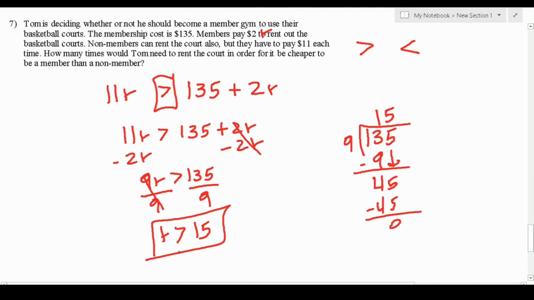In other words, Tom needs to rent the court more than 15 times in order for the cost of his membership plus the $2 to rent the court each time to be less than just renting the court by itself. And that's the answer for that one.